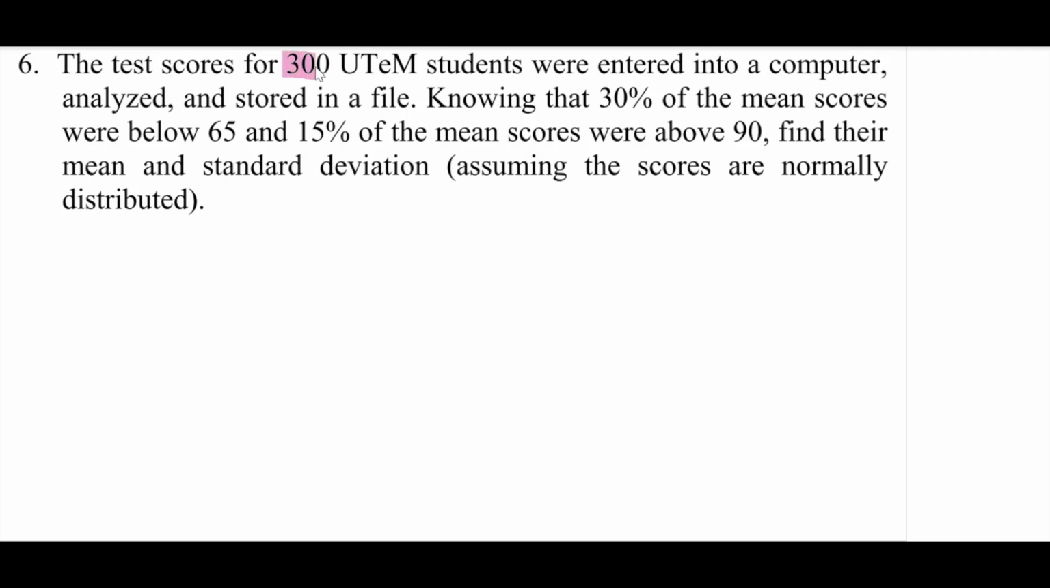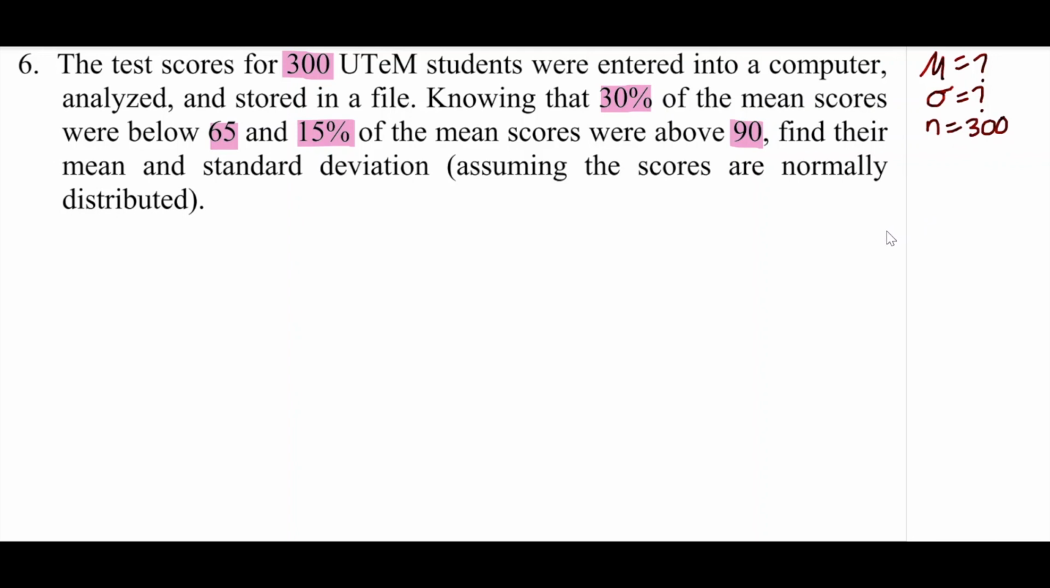We have 300 UTEM students. This will be the sample size. 30% of the mean scores were below 65, crucial information, and also 15% were above 90. Find the mean and standard deviation, assuming that the scores are normally distributed. Our duty is to find the mu and sigma, and the information provided is n is equals to 300.